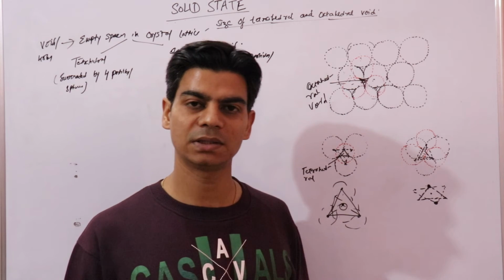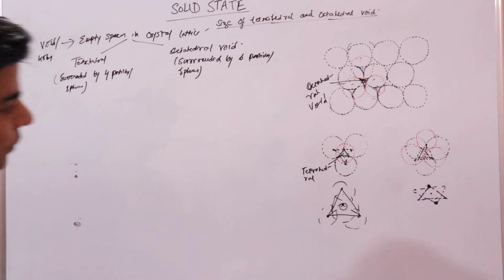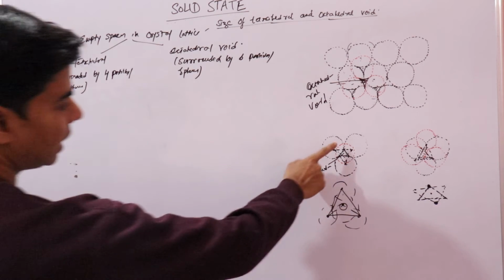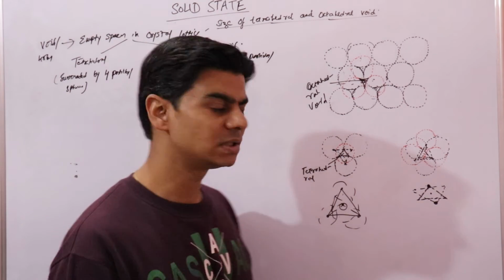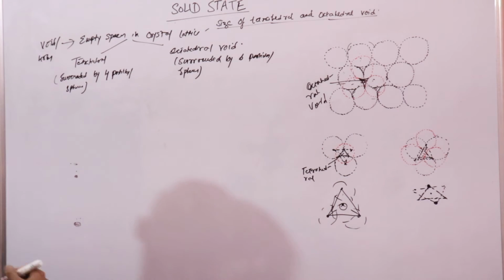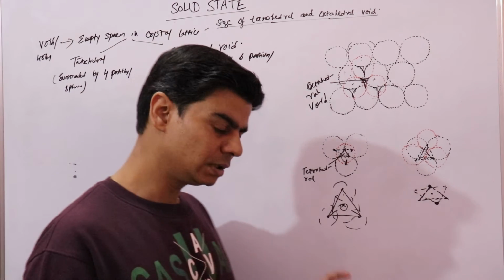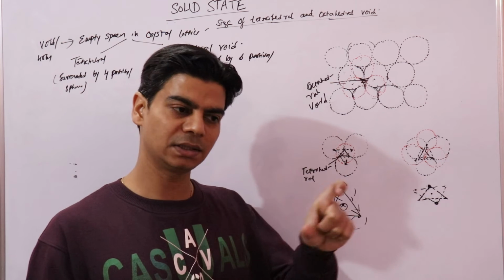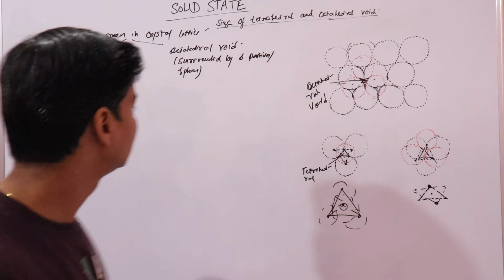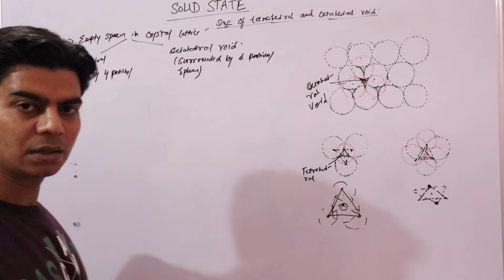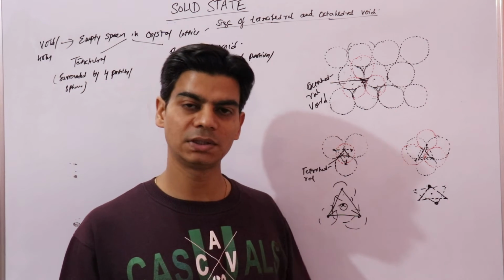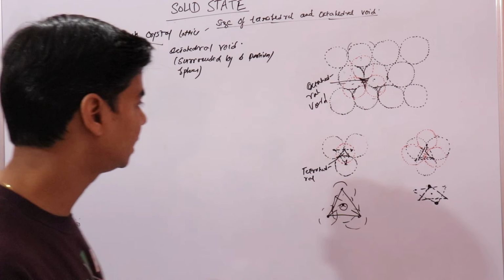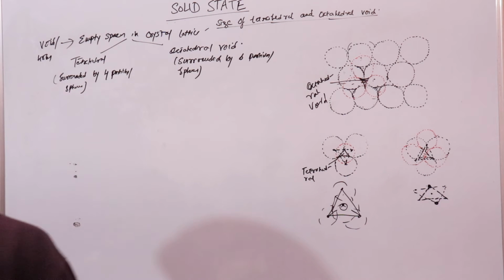A packing efficiency lecture we have already done before this. So these spheres add to packing efficiency, and these voids will not add to packing efficiency because these are empty spaces. To find the relationship between the size of the voids and the size of the spheres, we have a derivation, but here in this lecture we'll just see that relation, and in the next video lecture we will see how to derive it.